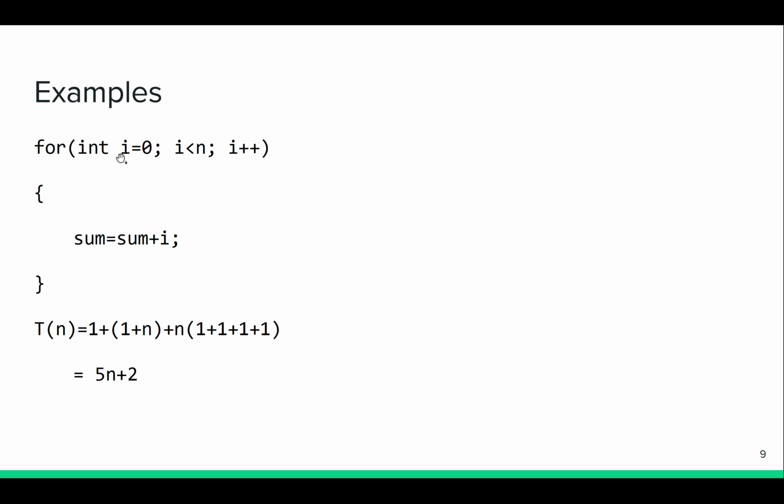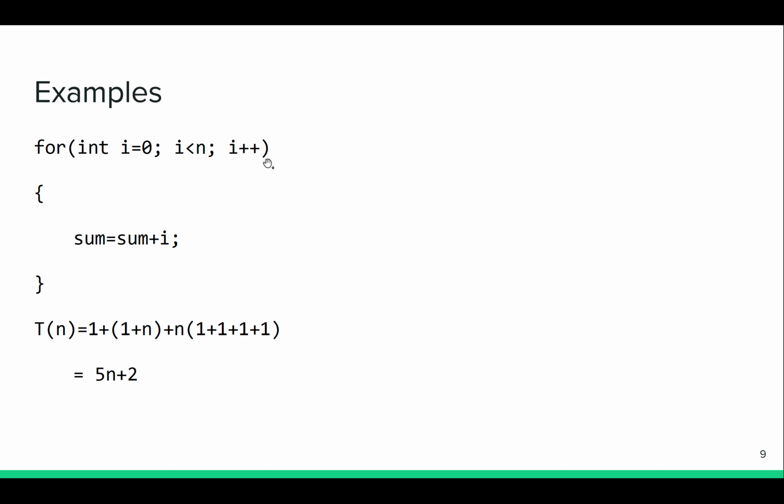So int i = 0 will be executed only once in the beginning, so this costs one primitive operation. i < n: i starts from 0 and goes to n minus 1, so there will be a total of n iterations. And when i becomes n, n < n, the condition will fail. That means this i < n condition will be checked a total of n + 1 times.